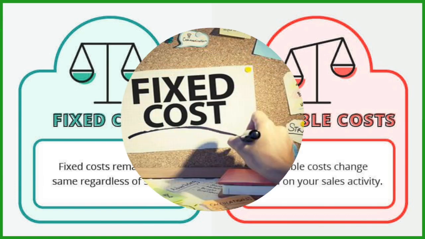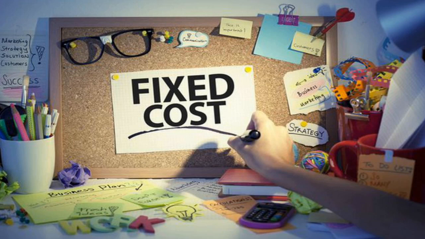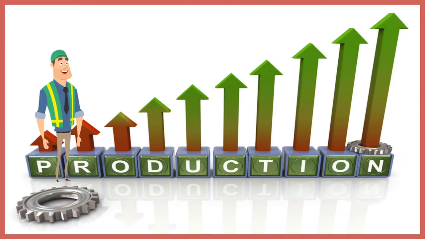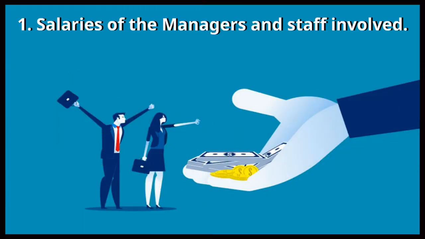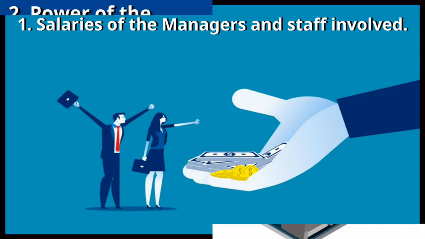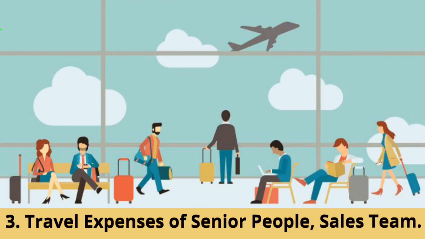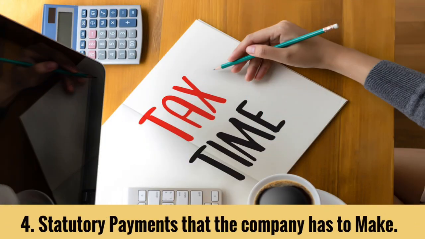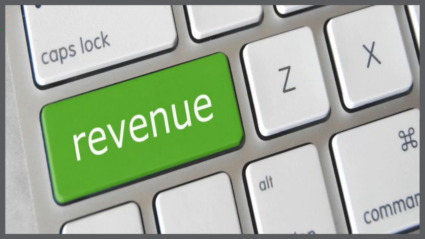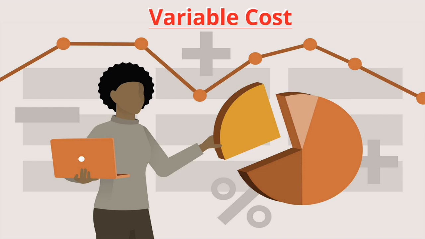Fixed costs. Fixed costs are generally not related to the level of production. They have to be incurred anyway. Some of the examples of fixed costs are salaries of the managers and staff involved, power of the sales office, administrative office, travel expenses of senior people, sales team, statutory payments that the company has to make. These costs have to be paid from the revenues, from the sales of products of the company. Variable costs.